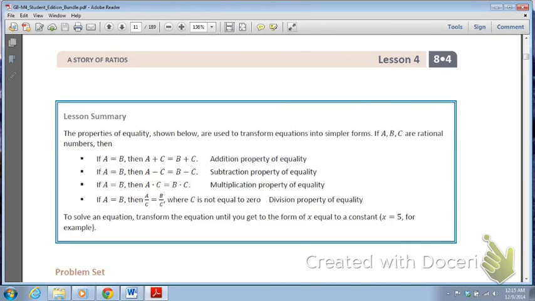Okay, the lesson summary is on your problem set page. It just summarizes the properties of equality that we talked about, and that you can transform equations into simpler forms by using them. And so it says the properties, and that you're always looking to transform your equation until you get the form x equal to a constant, and that will be the solution.